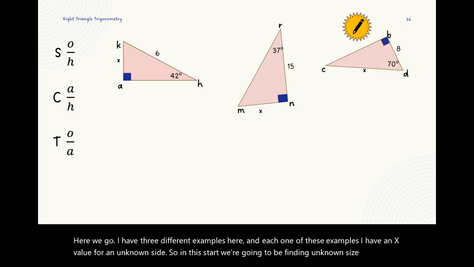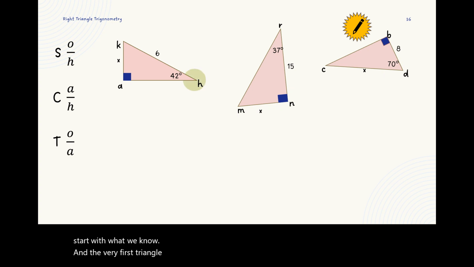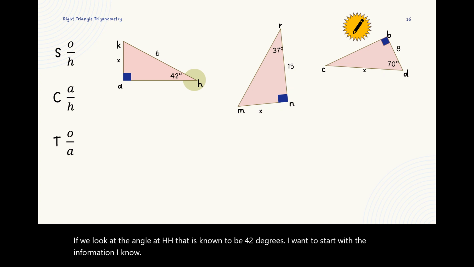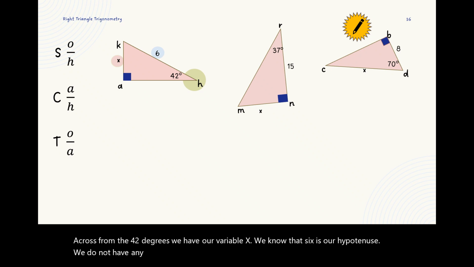Okay, we start with what we know. In the very first triangle, AKH, if we look at the angle at H, that is known to be 42 degrees. I want to start with the information I know. Across from the 42 degrees, we have our variable x. We know that 6 is our hypotenuse. We do not have any information on that adjacent side, AH, so we're going to leave that blank.